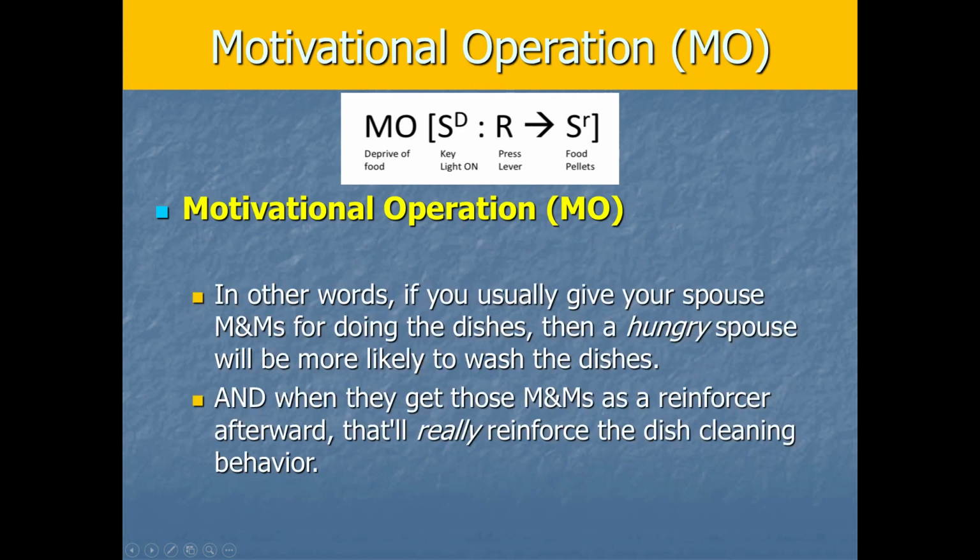In other words, another way to look at this, if you usually give your spouse M&Ms for doing the dishes, which, yeah, that's a great idea. You want your spouse to do the dishes more, just offer them a treat afterwards, right? They totally won't find that patronizing. But if you're doing that, a hungry spouse is going to be more likely to wash the dishes. And when they get those M&Ms as a reinforcer afterward, that'll really reinforce the dish cleaning behavior. It'll work really well as a reward.